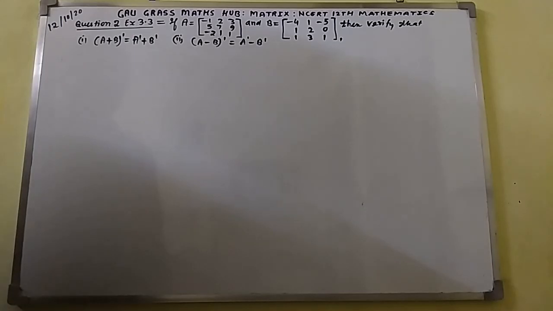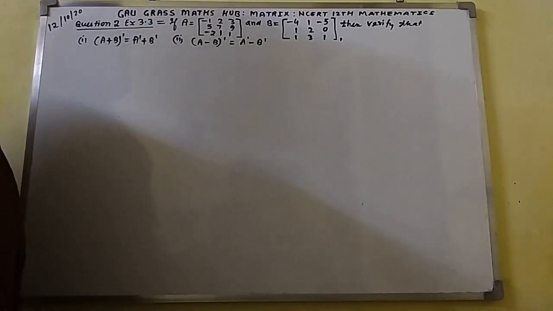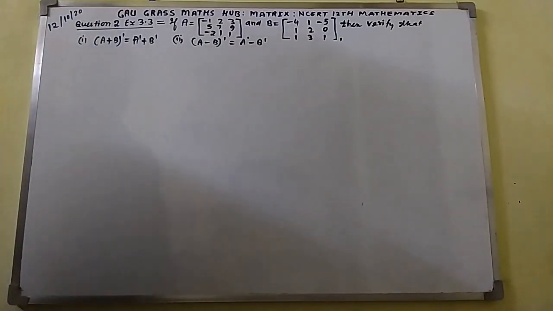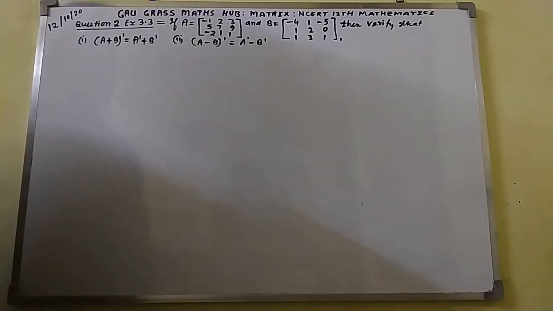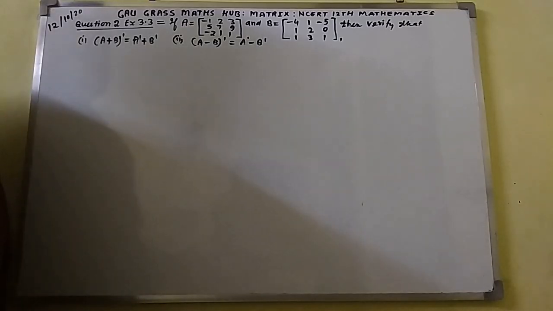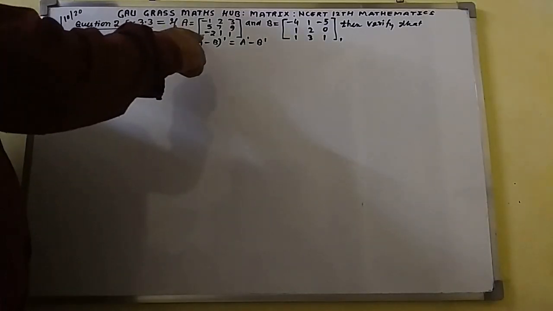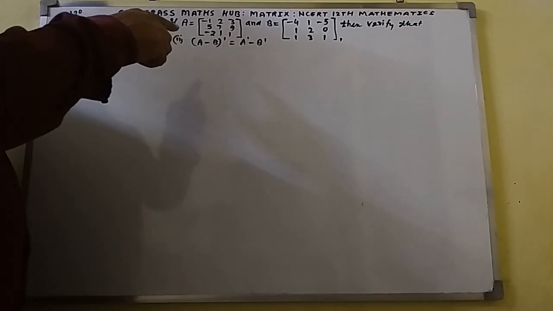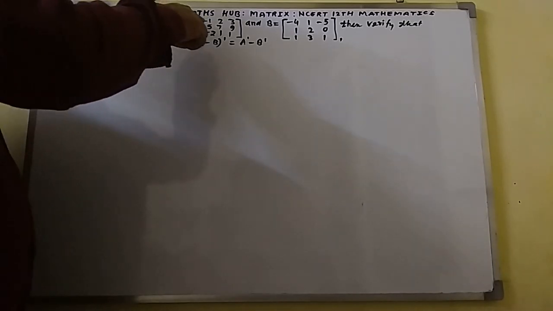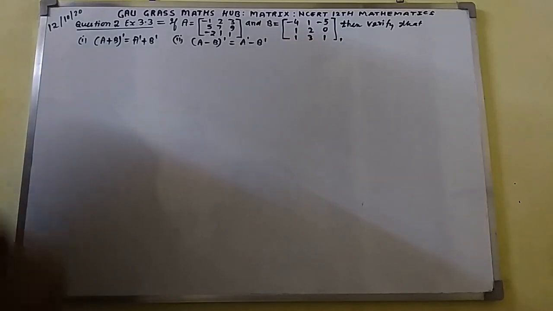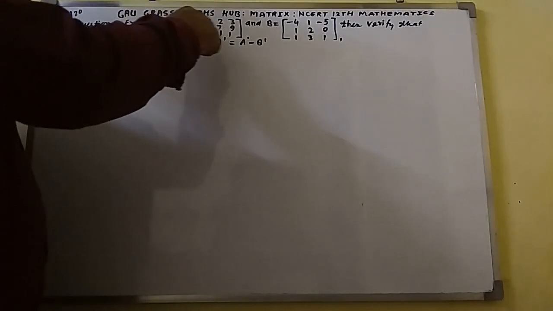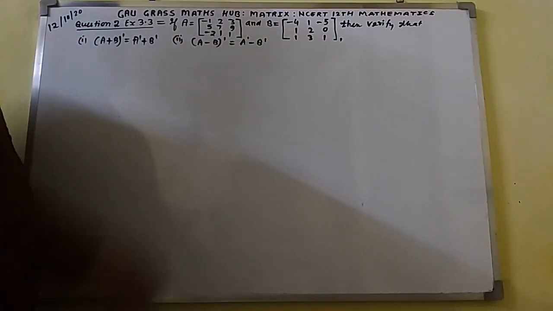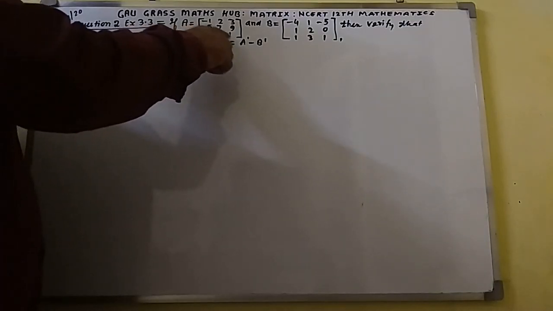Today I am going to discuss one question that has been taken from chapter 3, Matrices, of the class 12 NCERT. That question is question number 2, exercise 3.3: if A equals the matrix with first row -1, 2, 3, second row 5, 7, 9, and third row -2, 1, 1.